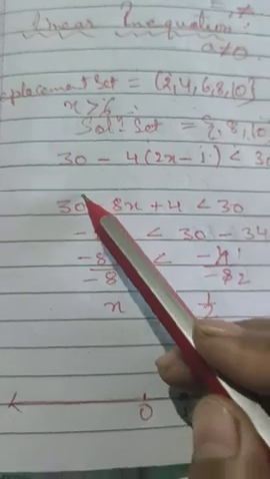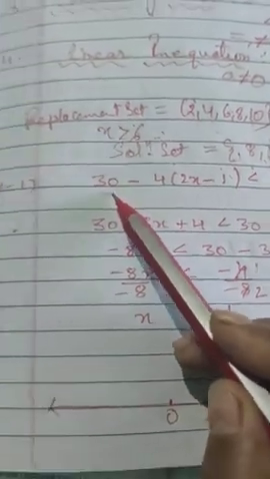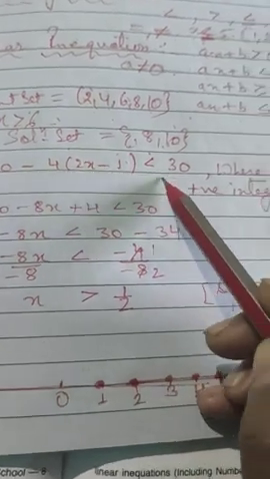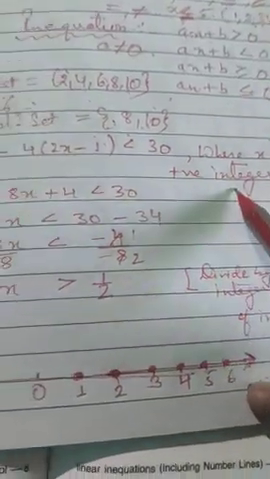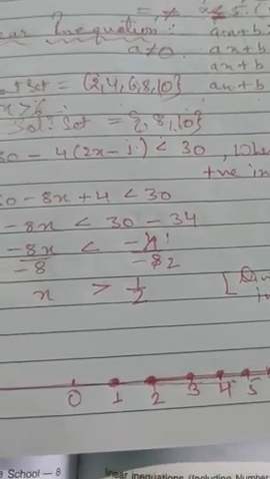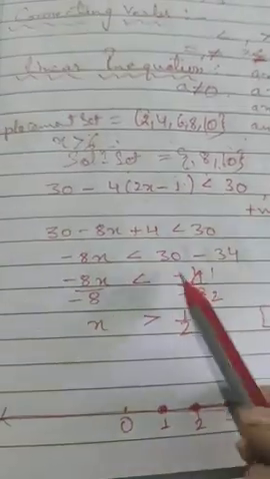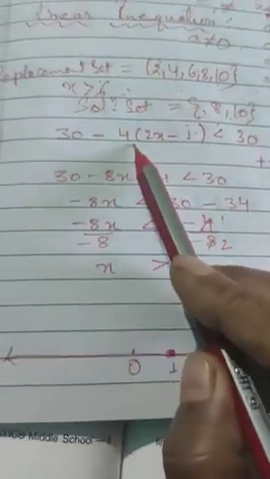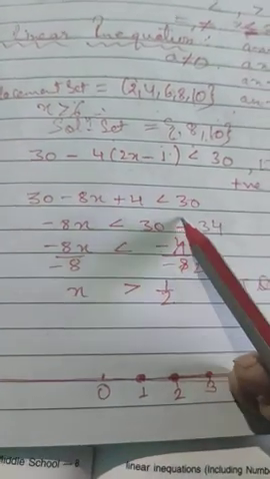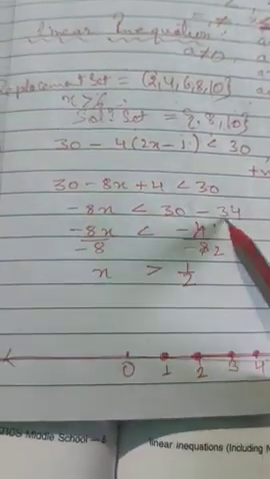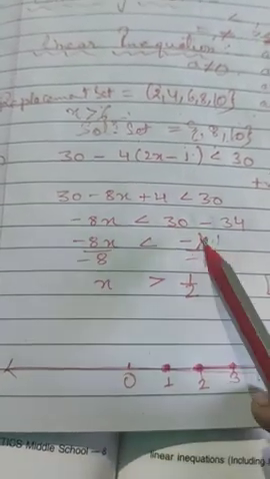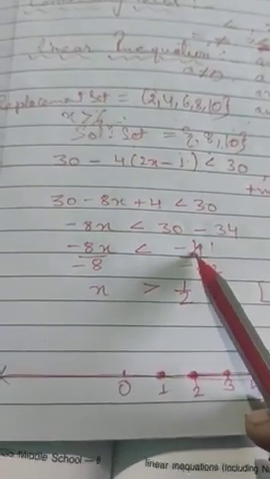Just see here, the question is 30 minus 4 into (2x minus 1) less than 30, where x is a positive integer. You have to find the solution set, children, and draw the number line also. Okay, the solution set, how will you find it? First of all, solve as it is. 4 times 2 is 8, minus times minus is plus, 4 times 1 is 4, the sign stays the same, it will go up to here. Now see here, here is minus 8x, here is minus 4, children.